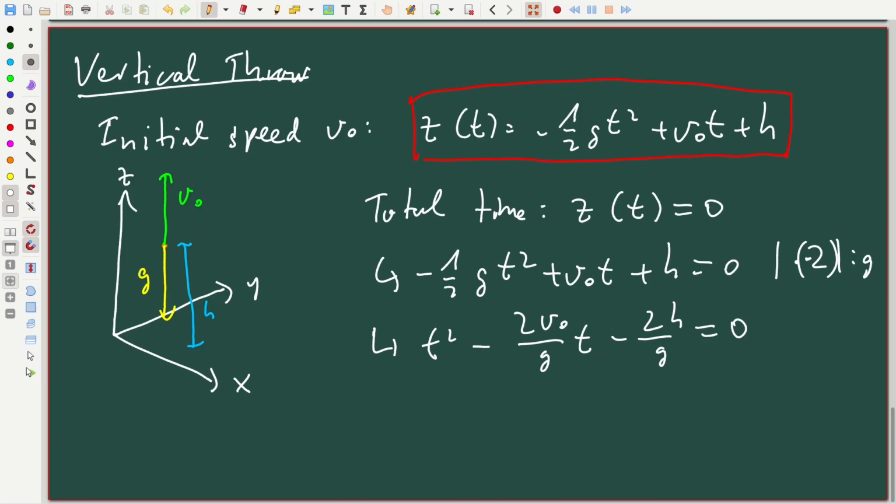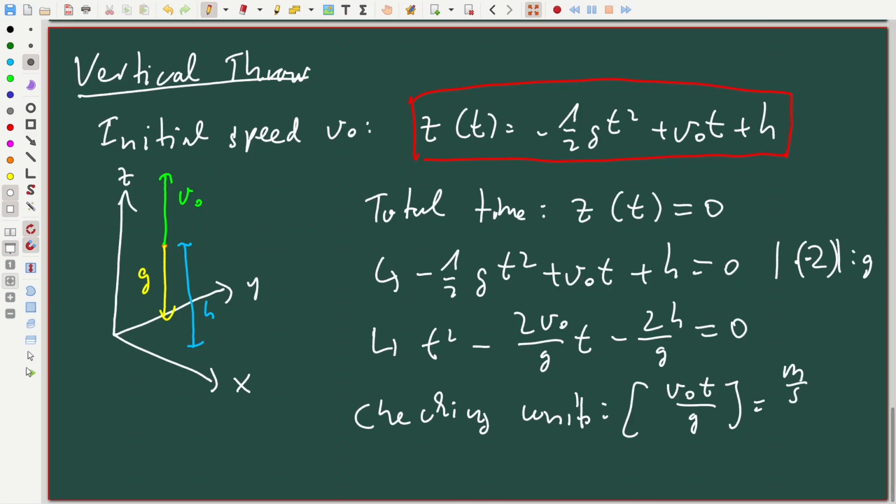I always recommend to also check the units here to make sure that our calculation is actually correct. So let us do this one time. The units of v0t divided by g are meter per second times seconds divided by meter per square seconds. And if we cancel out everything, what remains at the end is just simply second squared.